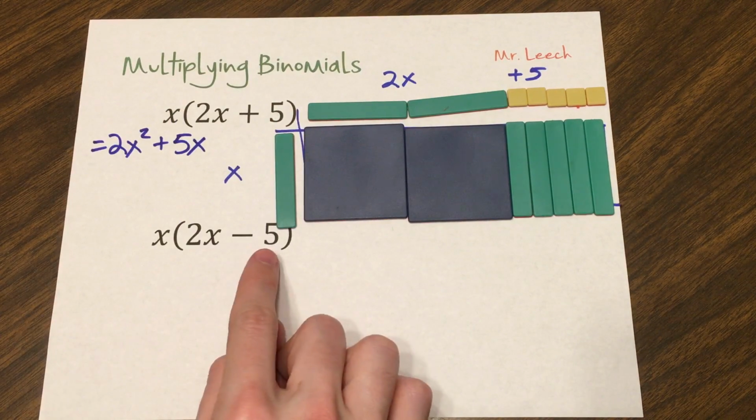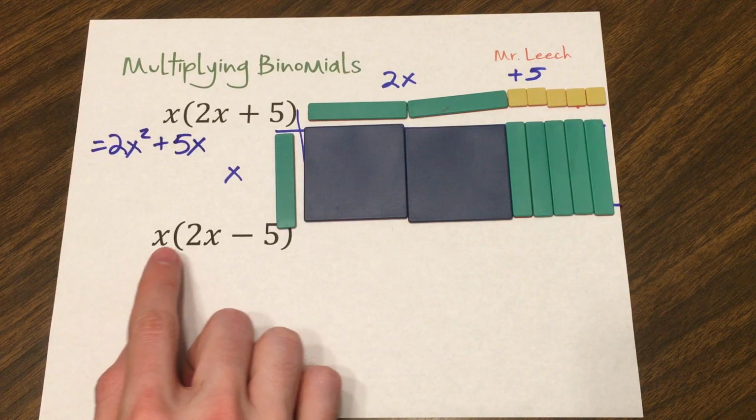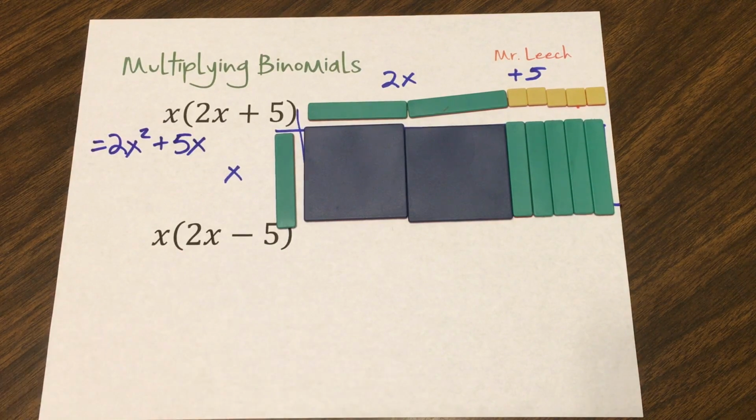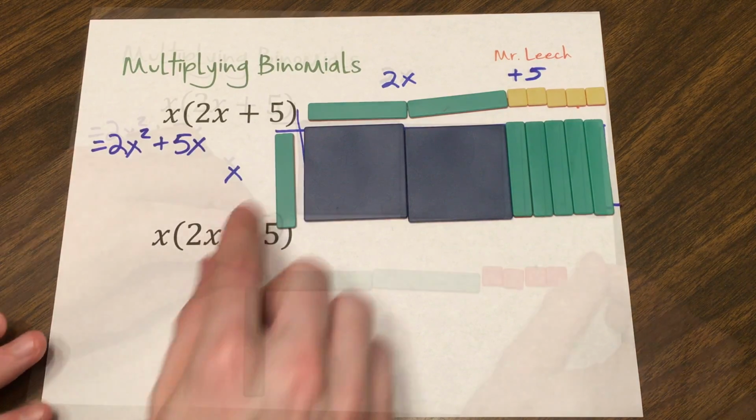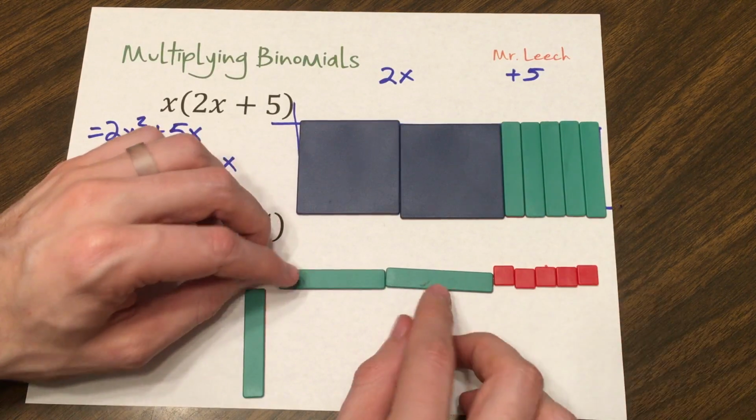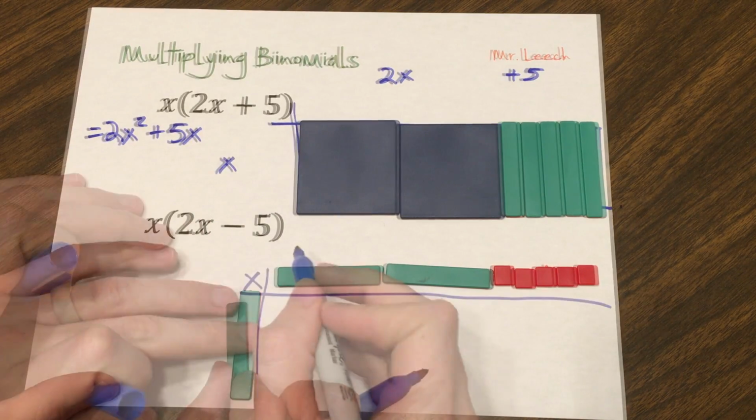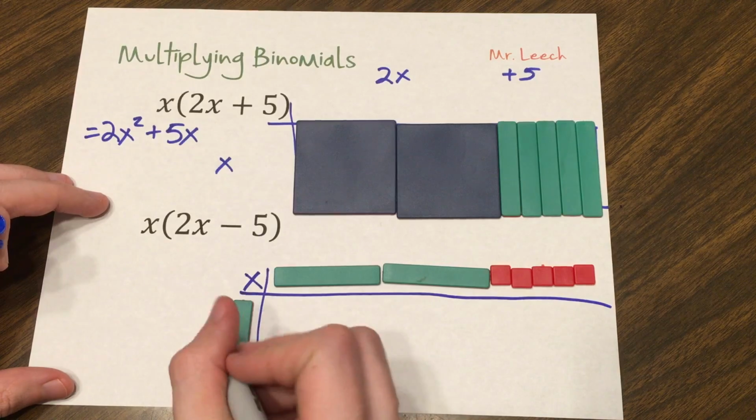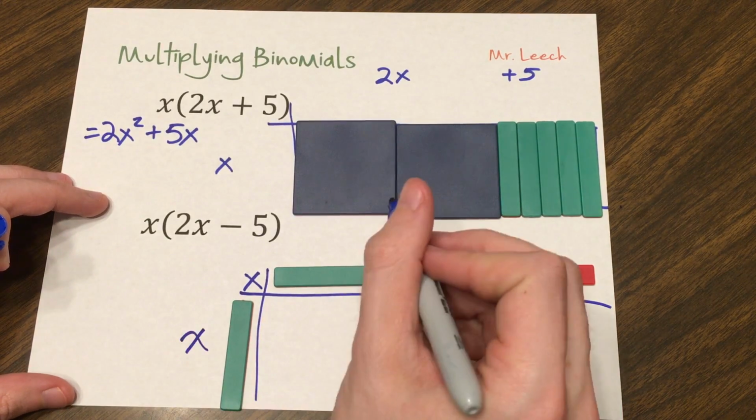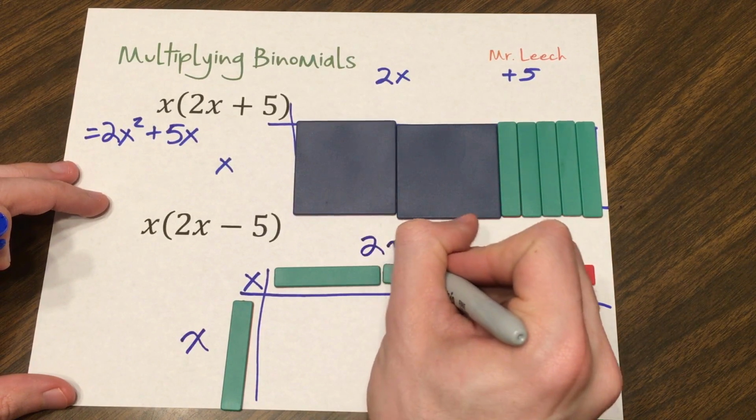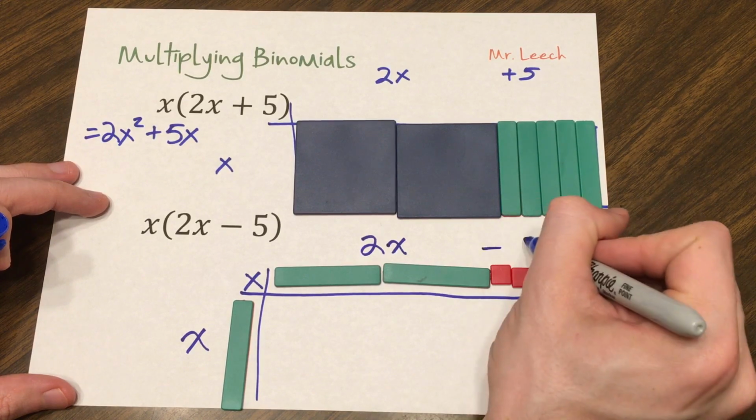In a similar situation, we now have x times 2x minus 5. Well, how can we model this? Again, let's start with our table. So instead of a plus 5, it's negative 5. Let's again form our table. This x is our multiply x. So here is x times 2x minus 5 this time.